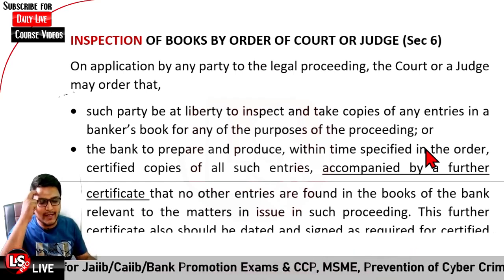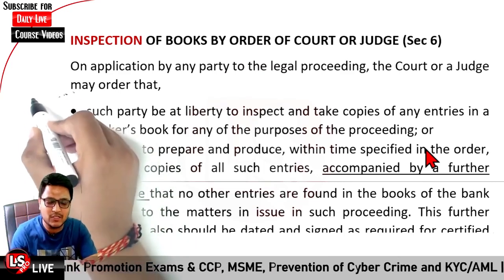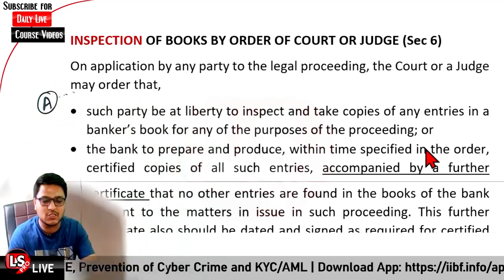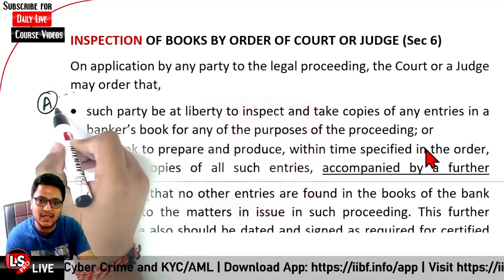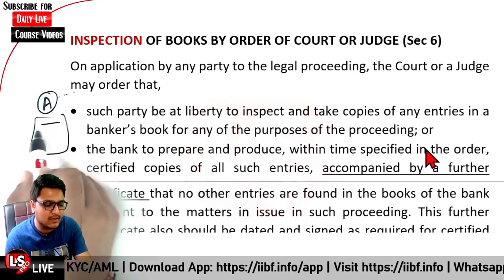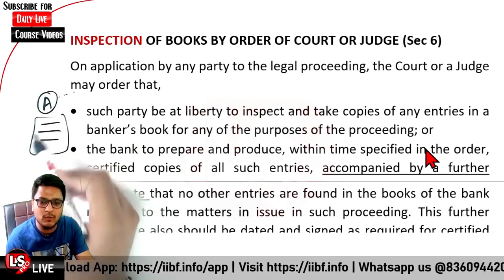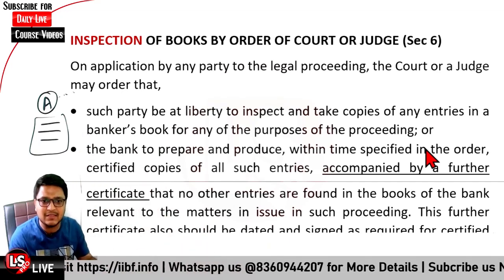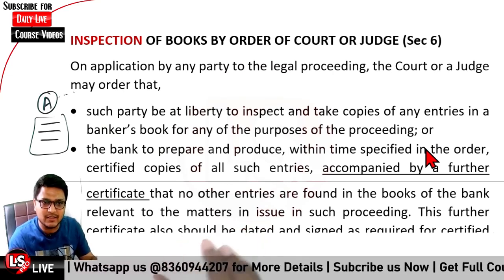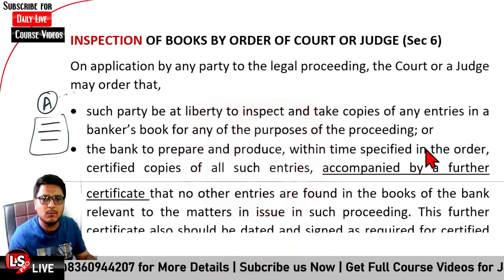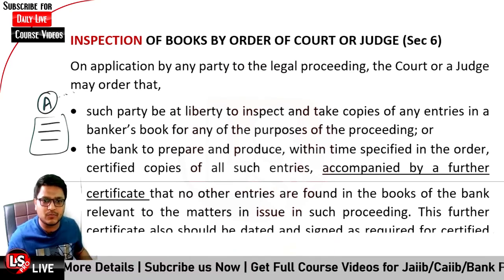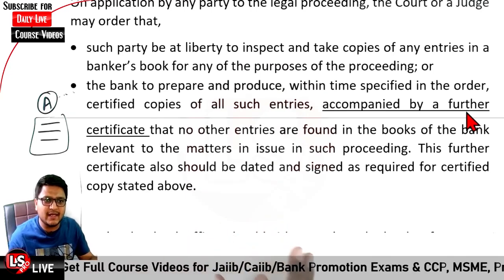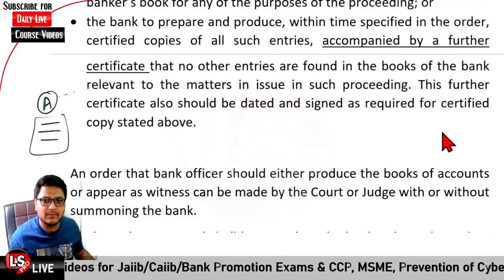So if it was required by the court that all the related entries to person A must be furnished, in that case the entries will be furnished, and it would be certified accordingly as we read above, and accompanied by a further certificate that no other entries are found in the books of the bank relevant to that particular matter. Okay, and this certificate that is issued should be dated and signed as required for a certified copy.